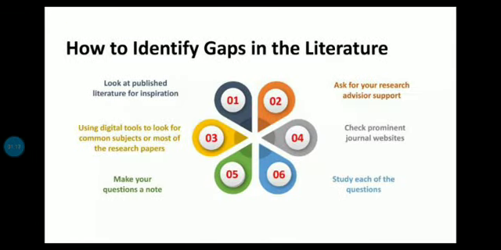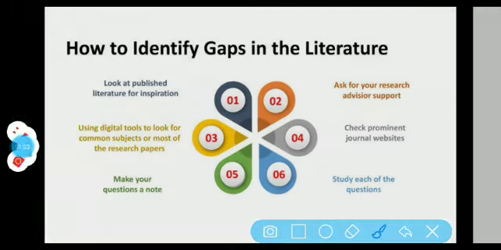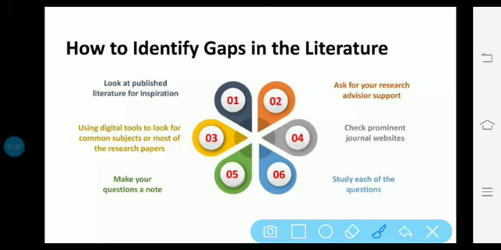Now we will discuss how to identify gaps in literature. The first step is to look at published literature for inspiration. Search in published papers for what inspires you and satisfies your research problem inquiries.